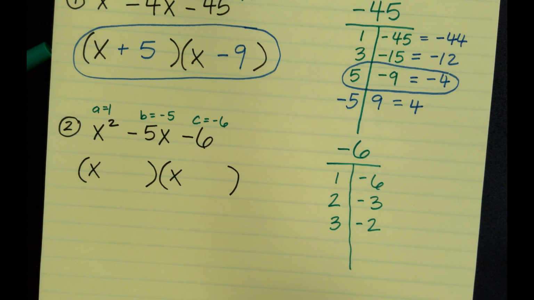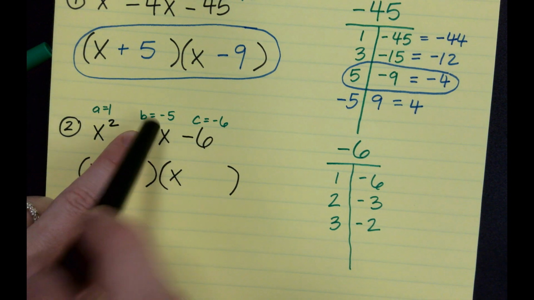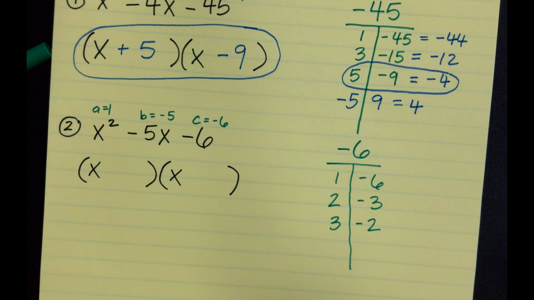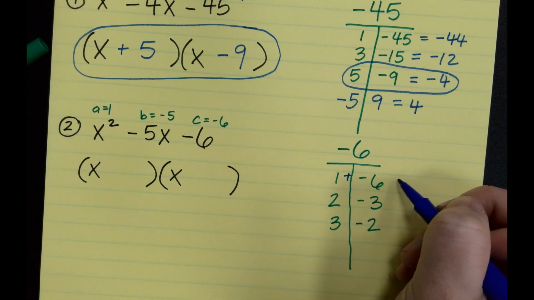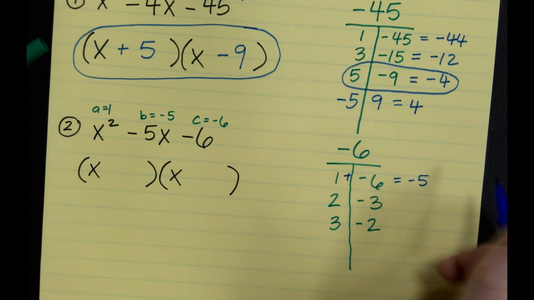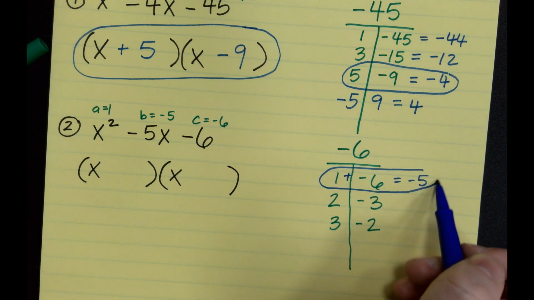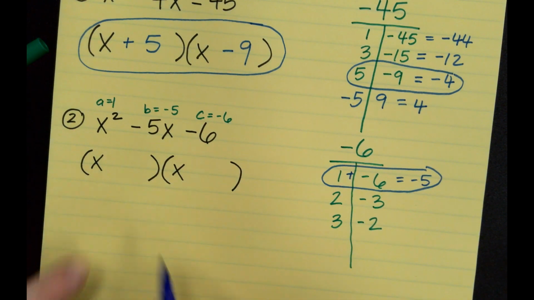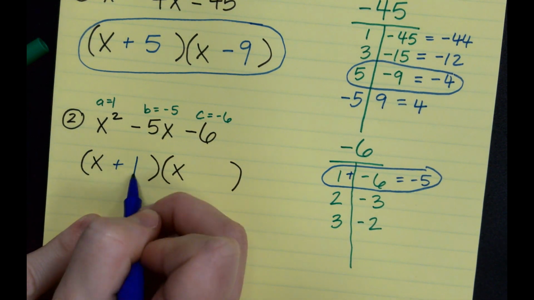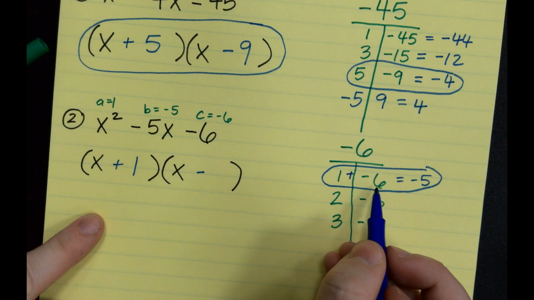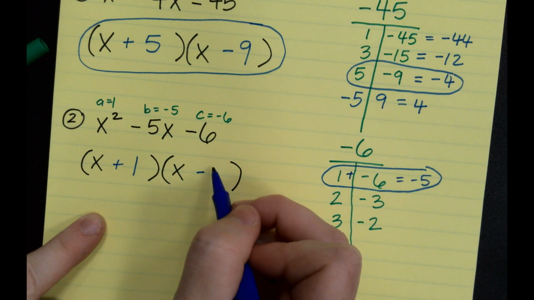Okay, so remember I've got my factors of -6, and then what do I want my numbers to add up to? Yes, I want it to equal B, -5. So let's go ahead and check our first line. What is 1 plus -6? -5. Oh my gosh, -5 on the first try. So what am I going to write in my parentheses? 1 and -6. I got the answer right on my paper.